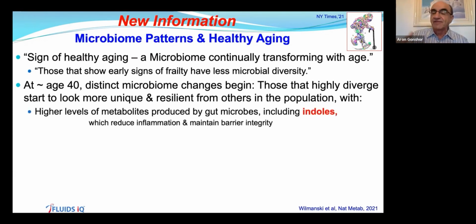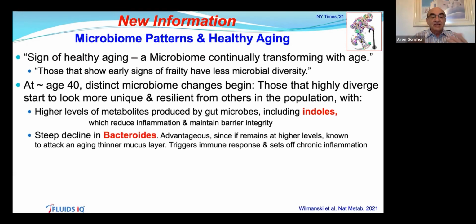They develop higher levels of indoles. By the way, those are metabolites from gut microbiota that reduce inflammation. They maintain barrier integrity. And there's a steep decline in Bacteroides, which is very advantageous, since if Bacteroides were to remain at a very high level, they are known to attack the mucus layer, a much thinner layer of an aging individual. And they will trigger an immune response and, of course, set off chronic inflammation.